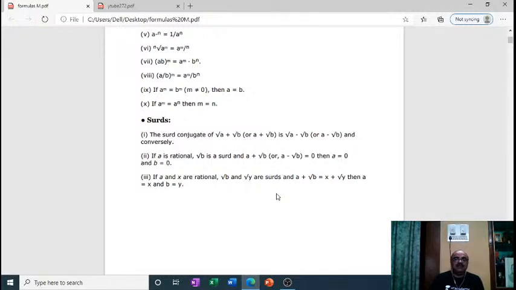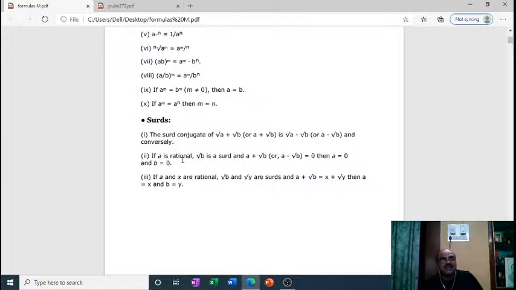Let's go into the surds. The surd conjugate of root a plus root b, or a plus root b, is root a minus root b, or a minus root b. And converse, vice versa. Please remember, the concepts are very important here. If root a plus root b is taken, its conjugate is always root a minus root b. If a plus root b is taken, its conjugate is a minus root b. Vice versa, when I say this if you take, you can write this. This if you take, you can write that.